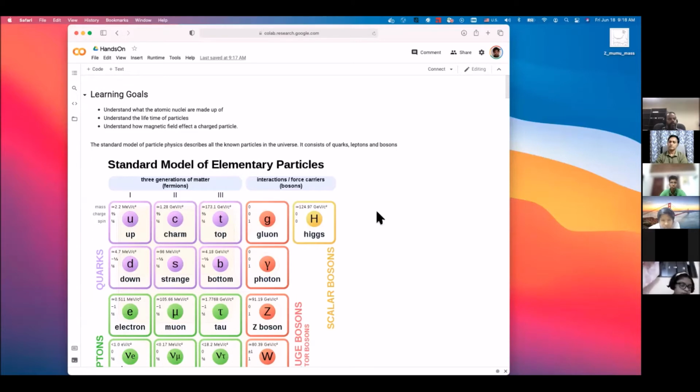The Higgs boson actually has a very small lifetime, which is equivalent to 1 divided by 10 to the power of 22. That means 1 divided by 1 and 22 zeros. So 1 and 22 zeros is a very large number, and 1 divided by 1 and 22 zeros is an extremely small number. So that many seconds is the lifetime of the Higgs boson.